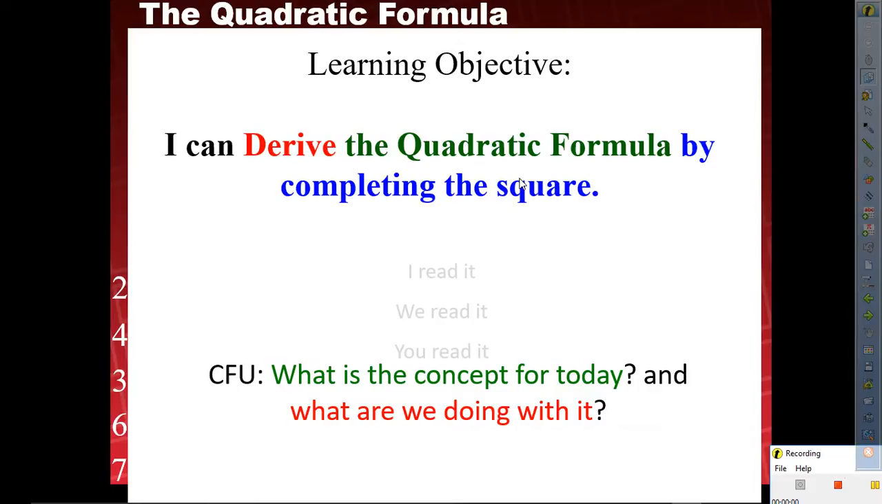So we know the process completing the square, don't we? Do we know the quadratic formula? Yes. The word derive means we're going to abstract. We're going to get the quadratic formula from something else.